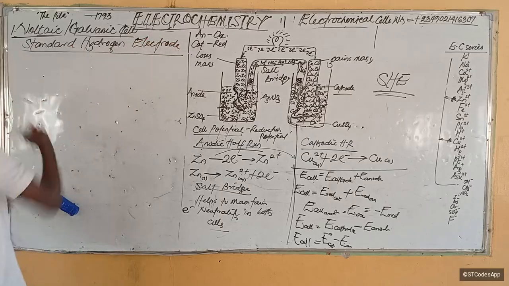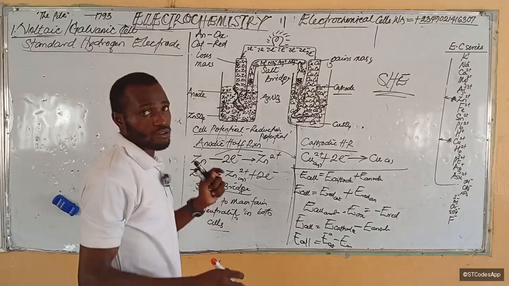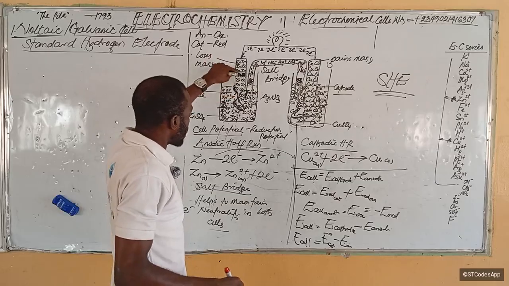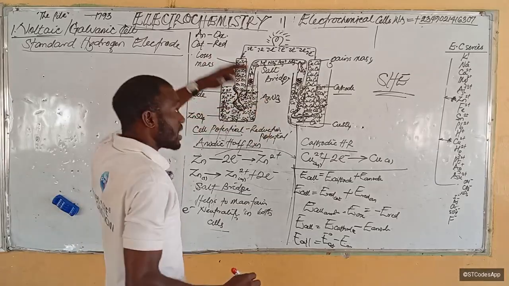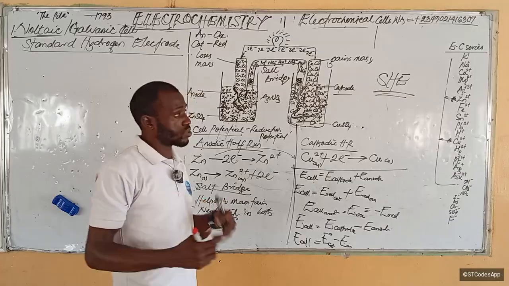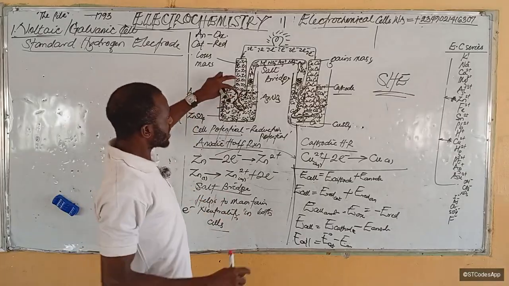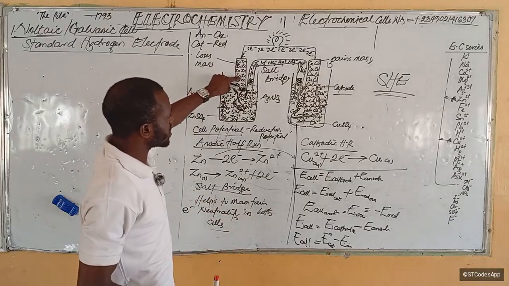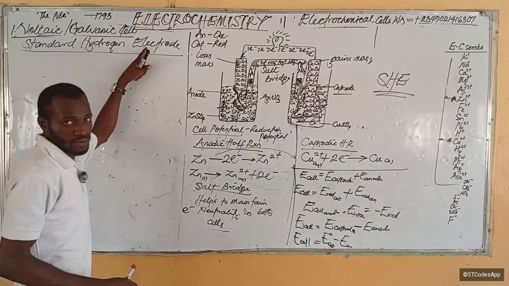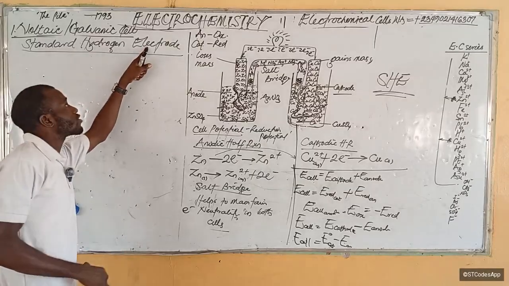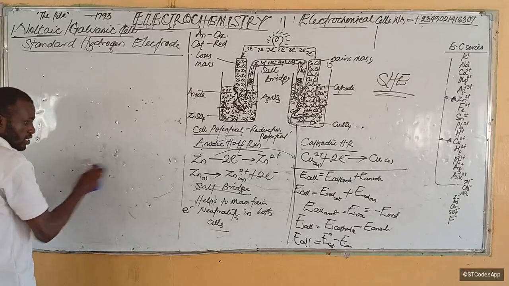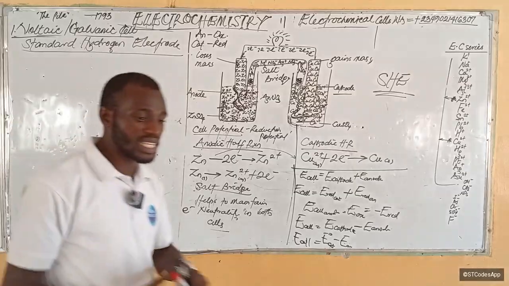So what we'll do is compare. For example, if I want to check the cell potential of zinc metal, there is a table in your textbook that contains all these numbers. But I want to teach you how it was gotten. So if I want to get the cell potential of zinc, I'll compare it with a standard hydrogen electrode, which uses hydrogen gas.